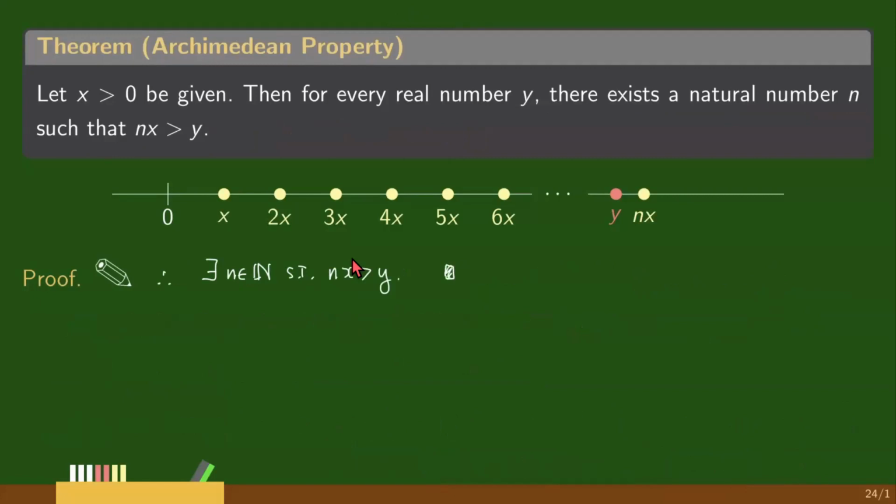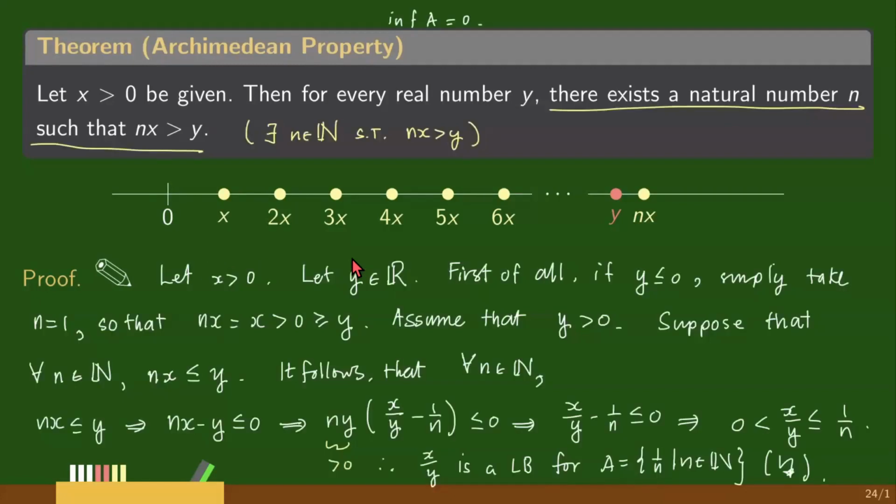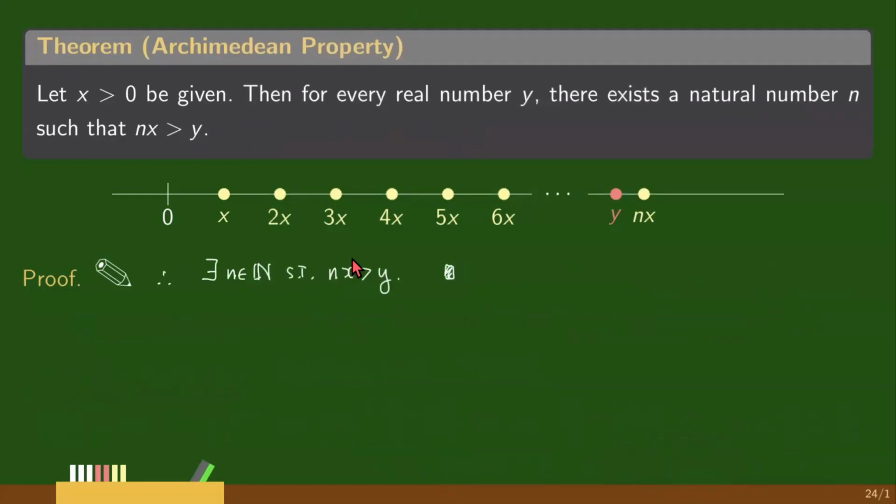Hindi na pwedeng wala. Kasi kapag wala, ito yung mangyayari. Pag nangyari to, magkakaroon to ng lower bound na positive, which is not the case. Therefore, there you go. There you have the Archimedean property. So, basically, we were able to prove that such an n exists not by exhibiting it. Hindi natin pinrove yung existence by exhibiting a value for n.